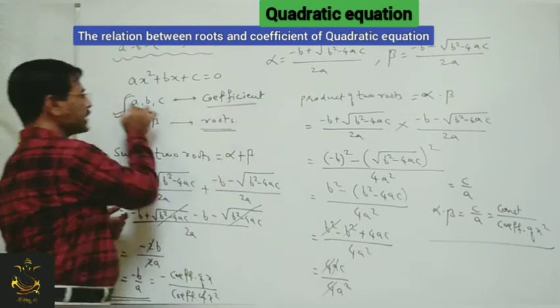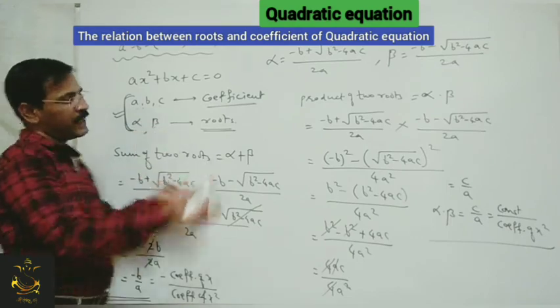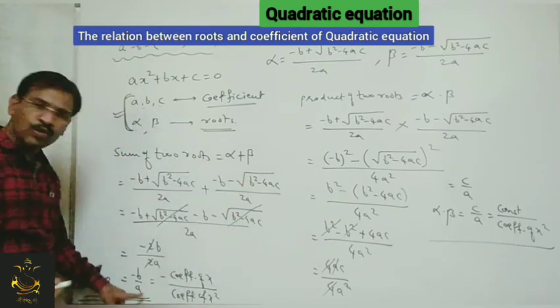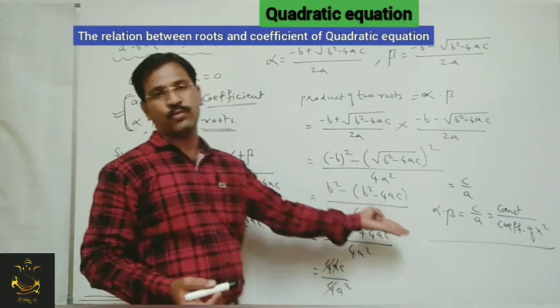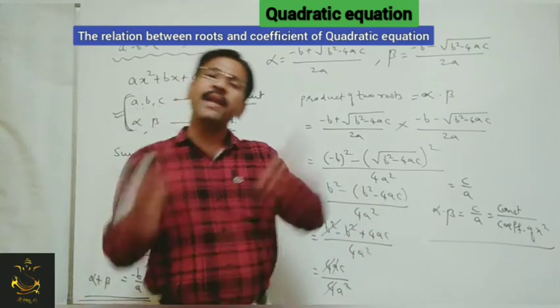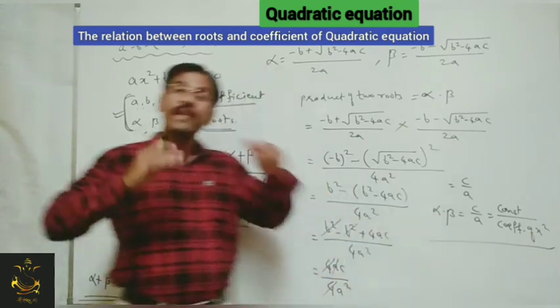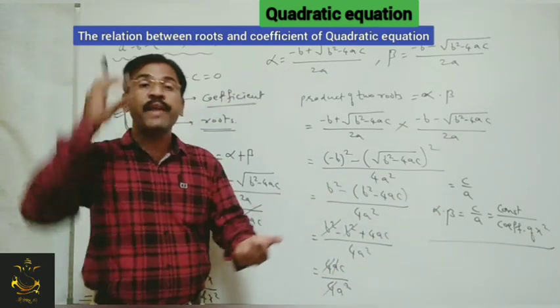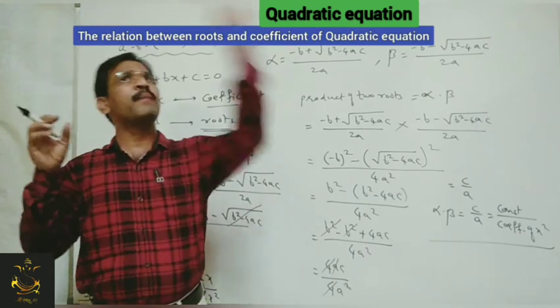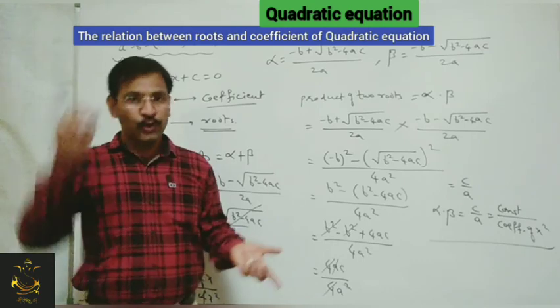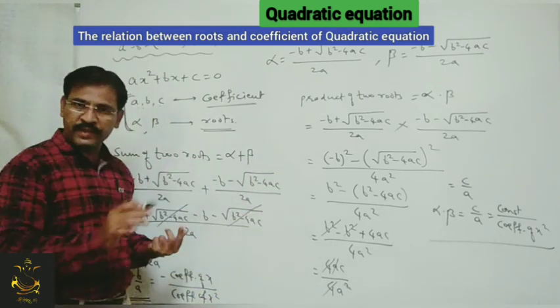Like this, the relation between coefficients and roots. Coefficients and roots means a, b, c and alpha, beta. Here these are the relations. First, the sum of the two roots and the product of the two roots, alpha plus beta and alpha into beta. So these two we can use when only alpha and beta are given to us, and we are going to form the quadratic equation using this part. Okay friends?